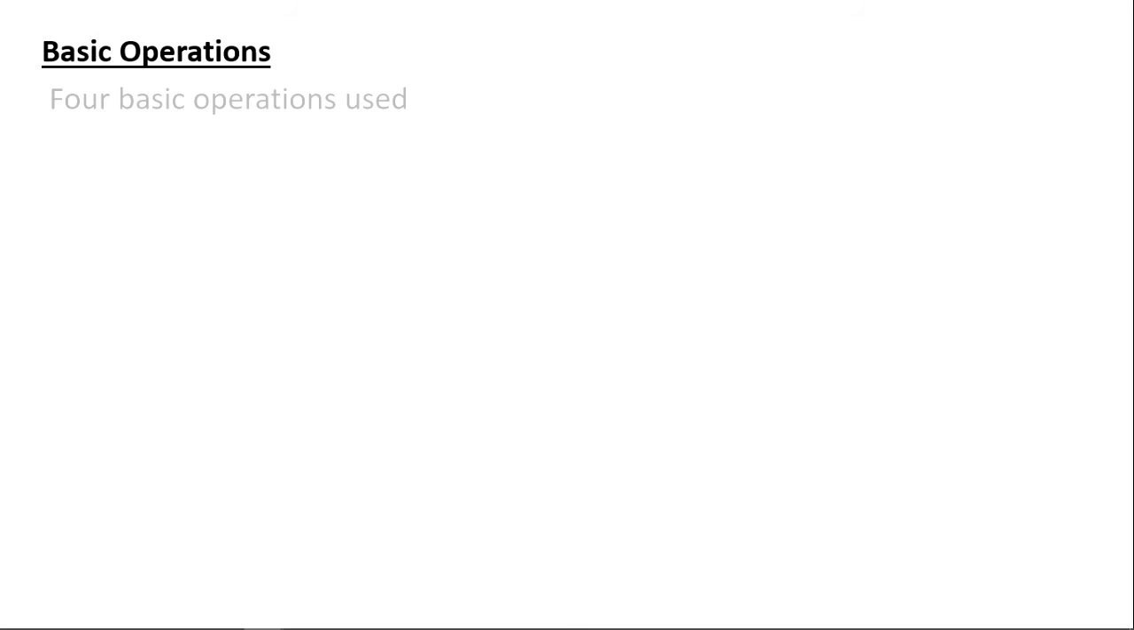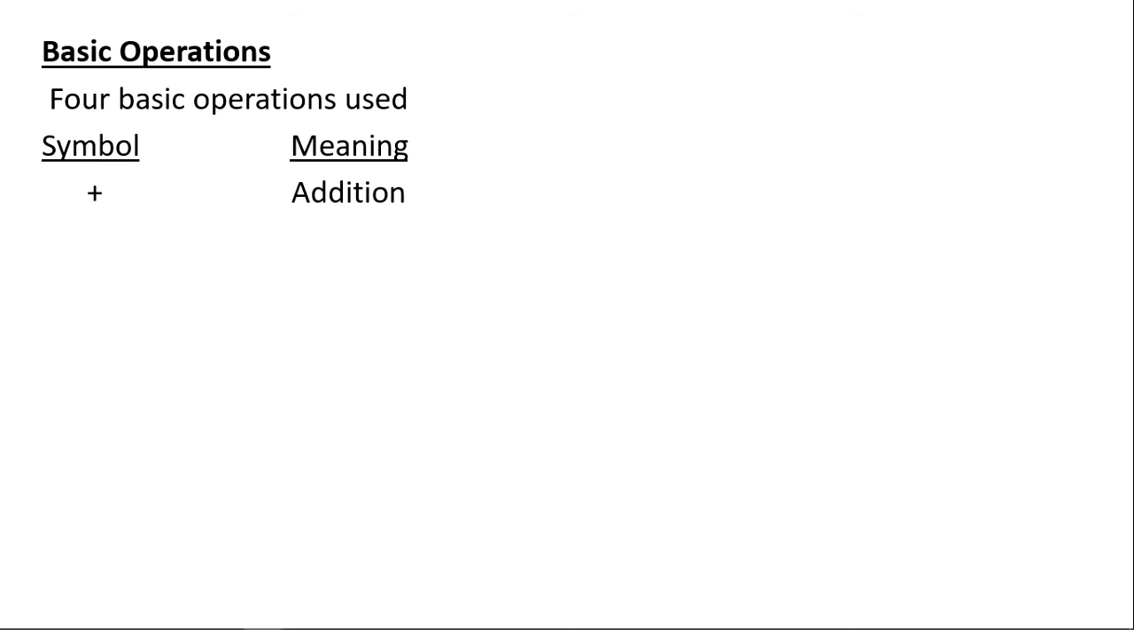Basic operations. Four basic operations are used. We have the symbol and the meaning. Addition, that is the symbol. Subtraction, that is the symbol. Multiplication, that is the symbol. Division, we have a backslash.